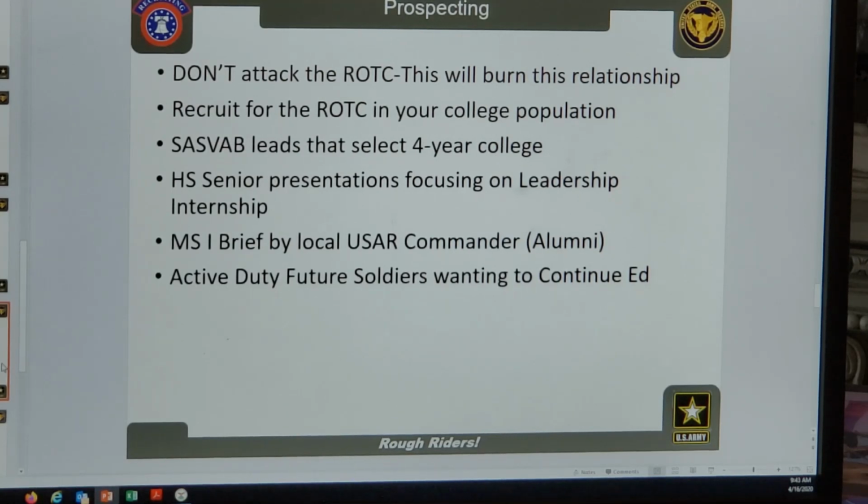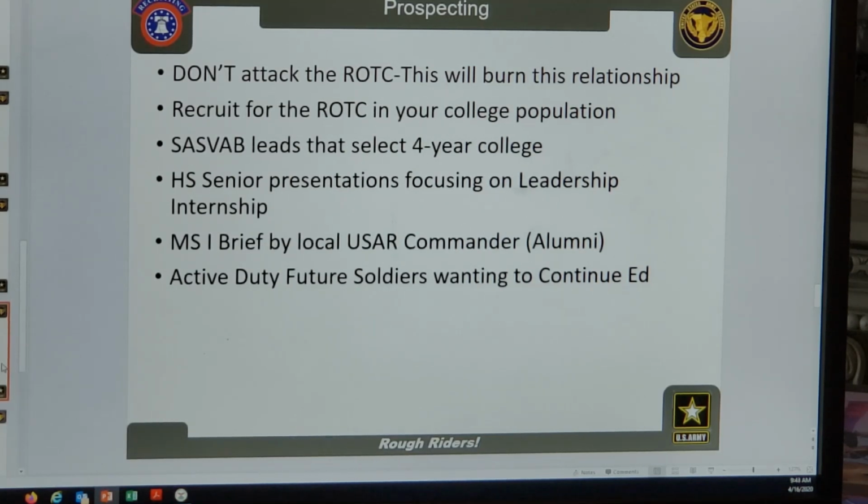So they will help you. It's all about building that relationship, but it starts with not attacking the ROTC and helping them. Okay, that's a big piece there. Right, your SASVAB leads to select four-year college. Obviously, that's a big one. They want to go to school.